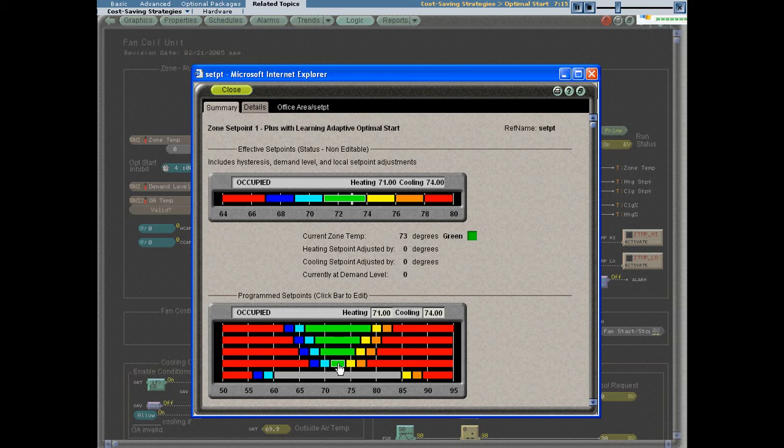But how does optimal start work? Well, first of all, let's mention that we're in a set point microblock right now, but any of the web control set point microblocks have optimal start built into them. This optimal start functionality will use a variety of factors to determine when it should start heating in order to make sure that we're 71 to 74 when the people arrive. Let's talk about what those variables are right now.